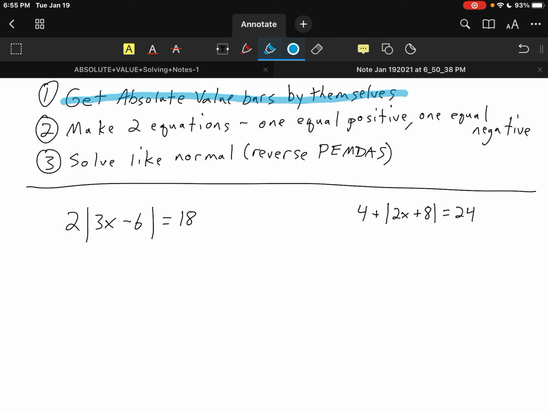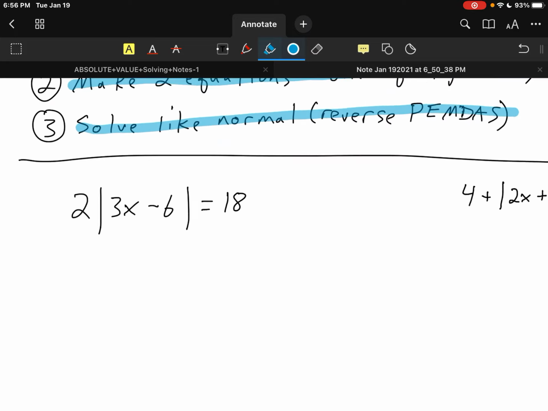And then you do what we did before. You make two equations, one that's equal to the positive number and one that's equal to the negative number. And then you solve like normal, which is reverse PEMDAS. Take care of your adding and subtracting first, then your multiplying, dividing, and so on. Okay? So here's our first example.